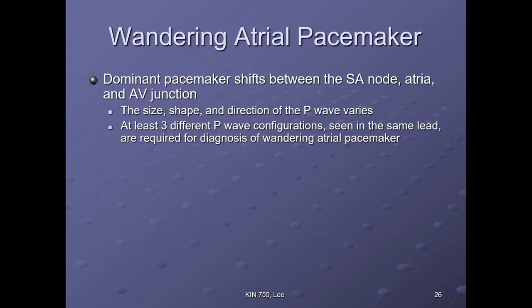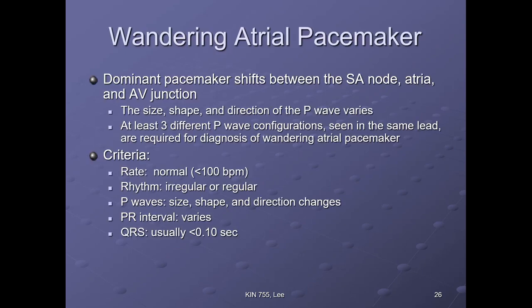All right, wandering atrial pacemaker, a little bit different here. The origin is going to be within the atria, and to be diagnosed with wandering atrial pacemaker, there needs to be at least 3 different P wave configurations. That tells us that there are at least 3 different sites within the atria where the origin of the beat is coming from. That's why they call it wandering. It's like the atrial pacemaker is wandering around the atria.